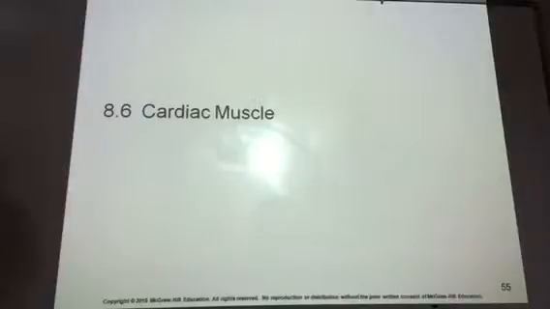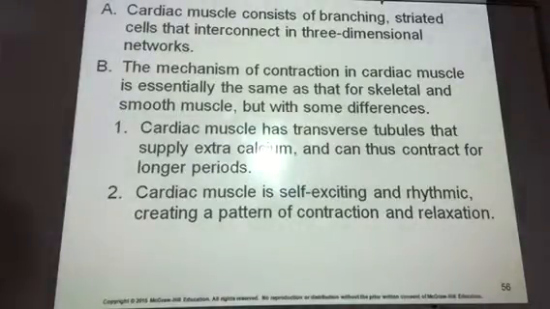Cardiac muscle, another type of muscle. Cardiac deals specifically with your heart muscle, and that would be it. Branching, it has striations, so you're going to see lines under the microscope. They interconnect. It is by far the most branching type of muscle. The mechanism of contraction in the cardiac muscle is pretty much the same as skeletal and smooth, but there are a couple differences. Cardiac muscle has transverse tubules that supply extra calcium.